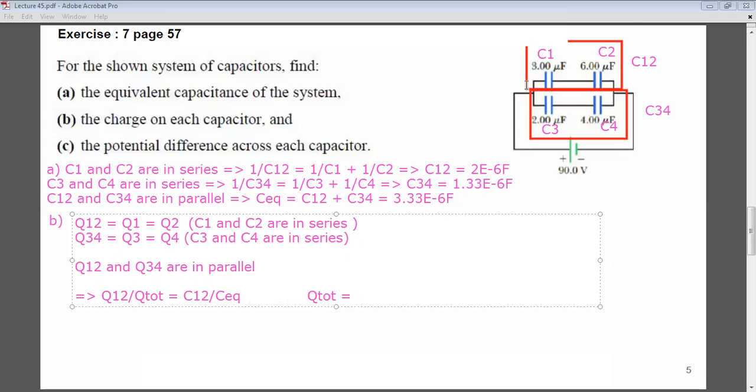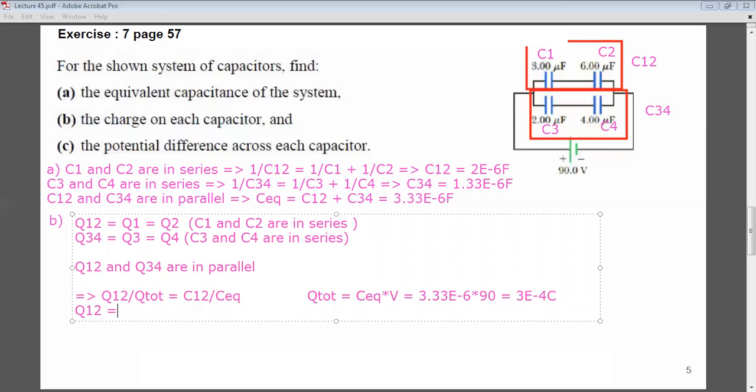What is the Q total across the whole circuit? It is C equivalent times V total, which is 90. So this is C equivalent, which is 2.33 e to the minus 6 times the total voltage, which is 90. And this gives you 3 e to the minus 4 coulomb. Now I come back to my Q12.